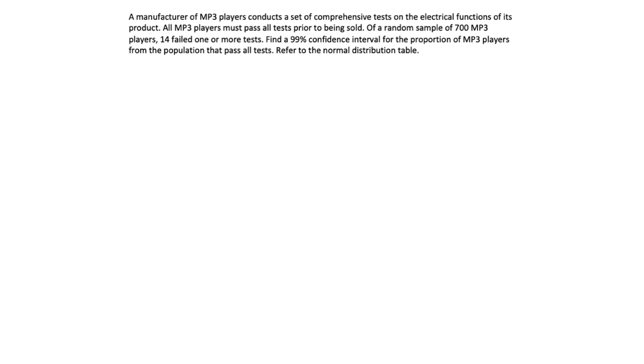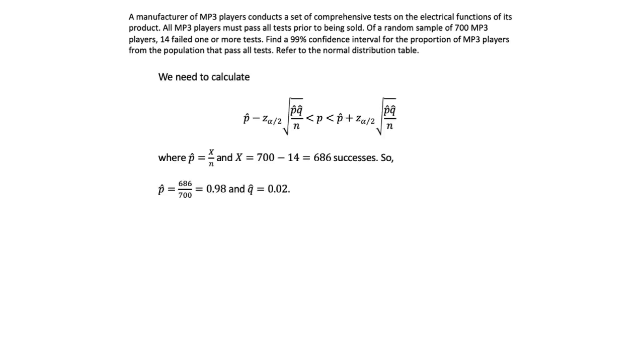Here we're going to use the normal distribution table. So here's what we need to calculate. And p hat here is x over n. The important thing to point out here is that x is the number of successes. So that's going to be 700 minus 14, or 686 successes. So p hat then would be 0.98, and q hat would be 0.02.